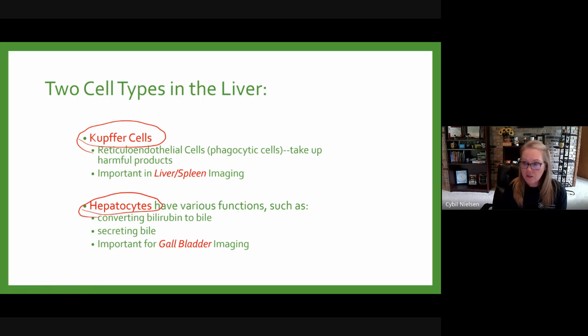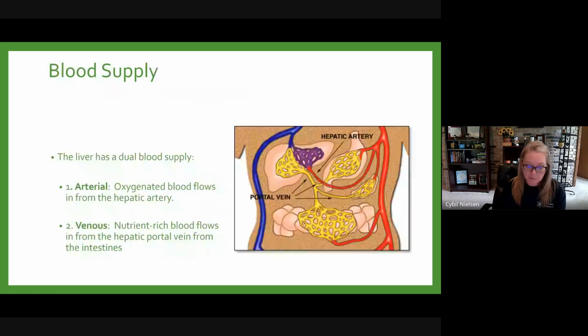Okay, two types of cells in the liver, the Kupffer cells and the hepatocytes. The Kupffer cells are what we call phagocytic cells. Their job is to pick up any particles that are in the blood that shouldn't be there. So if we inject tech sulfur colloid, which is particles, it's going to be taken up by the Kupffer cells. That's what allows us to do our liver spleen imaging. Hepatocytes are the second type of cells. Those convert bilirubin to bile. And so the hepatocytes are going to take up the mebrofenin and allow the mebrofenin to go into the gallbladder.